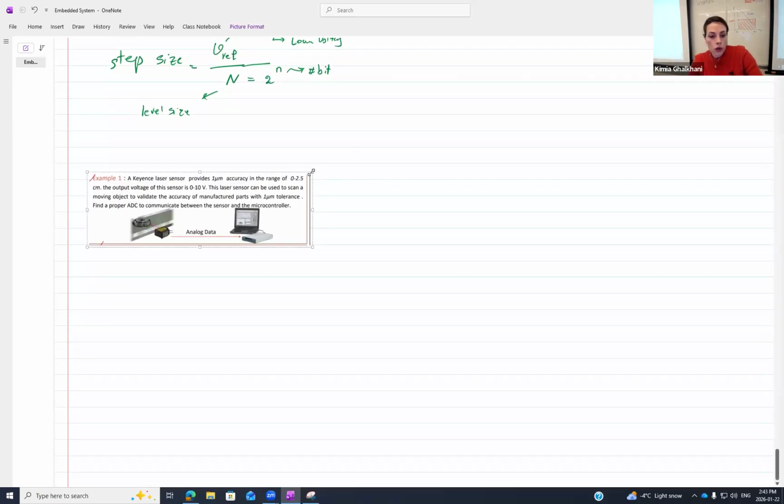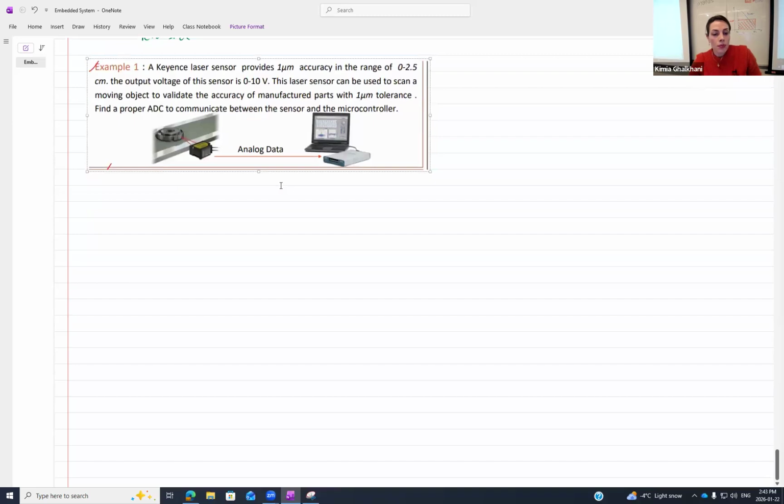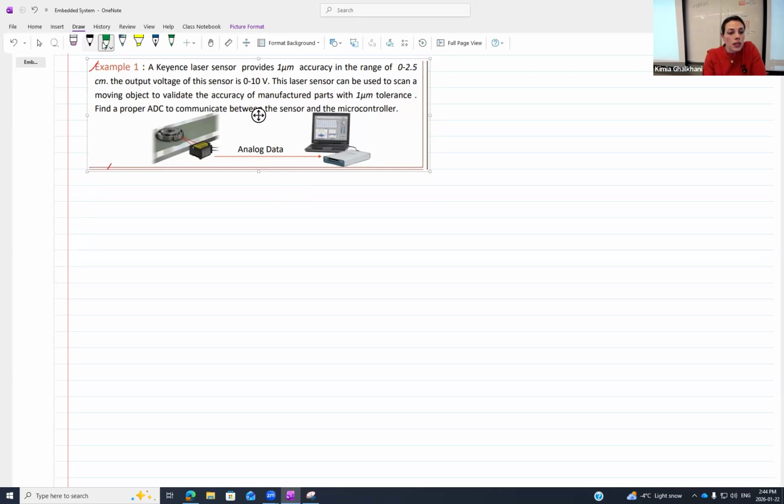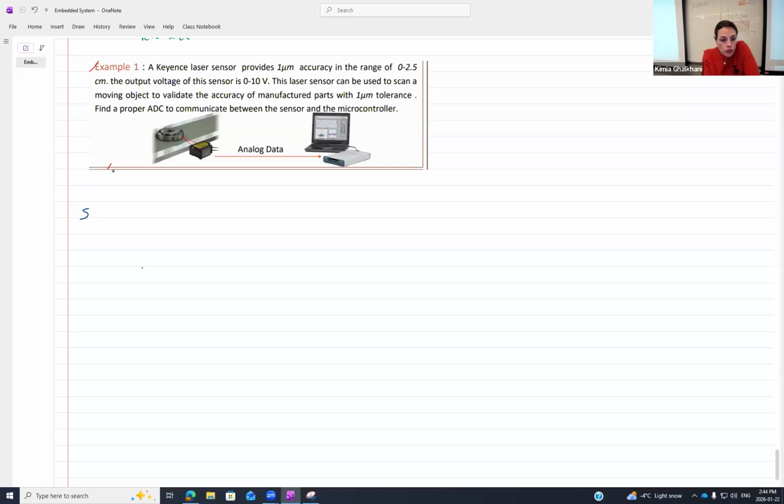So now what is the question? The question is asking me, I'm having a sensor, and this sensor provides 1 micrometer accuracy. Accuracy is 1 micrometer. So I'm gonna take note. My sensor range is given, my sensor accuracy is given. So my sensor range is what? The range is 0 to 2.5 centimeter.